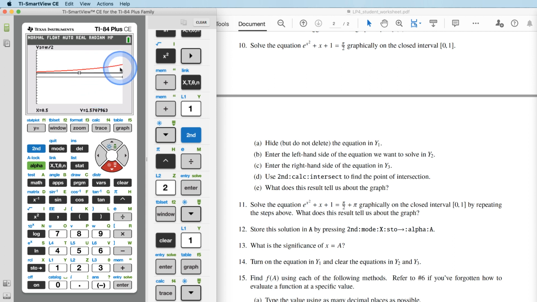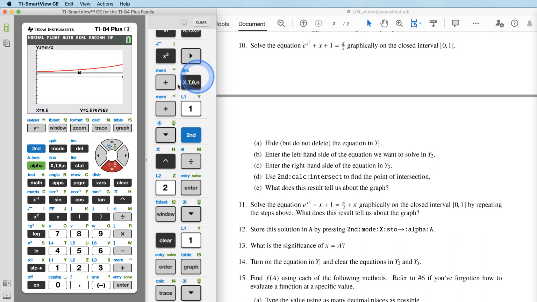So it doesn't look like they do intersect. If they do intersect on this interval, it would be right over here. We're zoomed out far enough that we can't really tell what's happening there. But it doesn't look like they intersect. One way we can check is to ask the calculator to intersect these two curves for us.